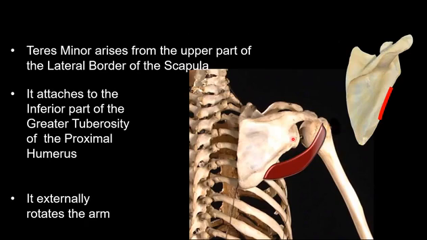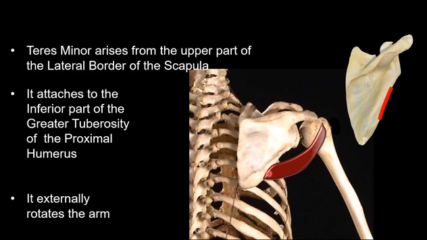So we have the teres minor, which arises from the upper part of the lateral body of the scapula. This is the teres minor. Look at the attachment of the teres minor, and it also helps with external rotation. Assuming this is a string, when I draw this string, it's going to tilt that arm to either left or right. So it helps with external rotation.